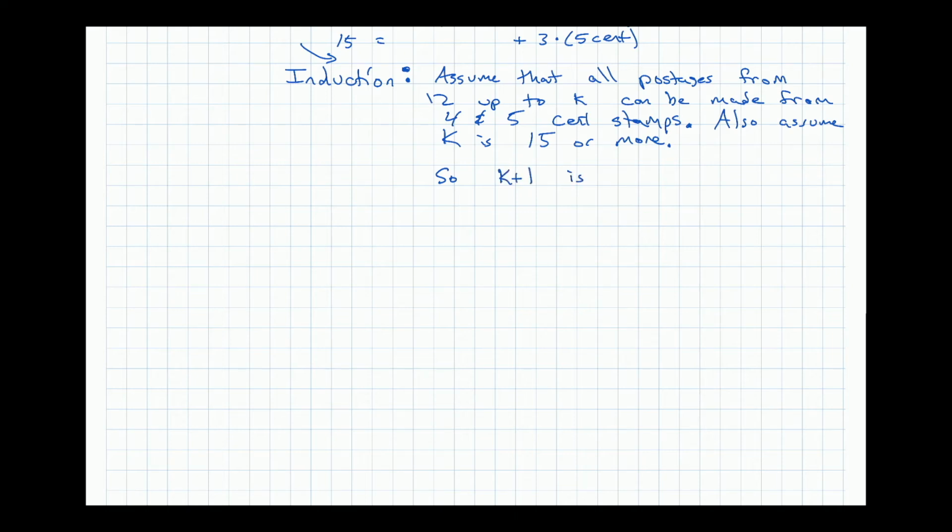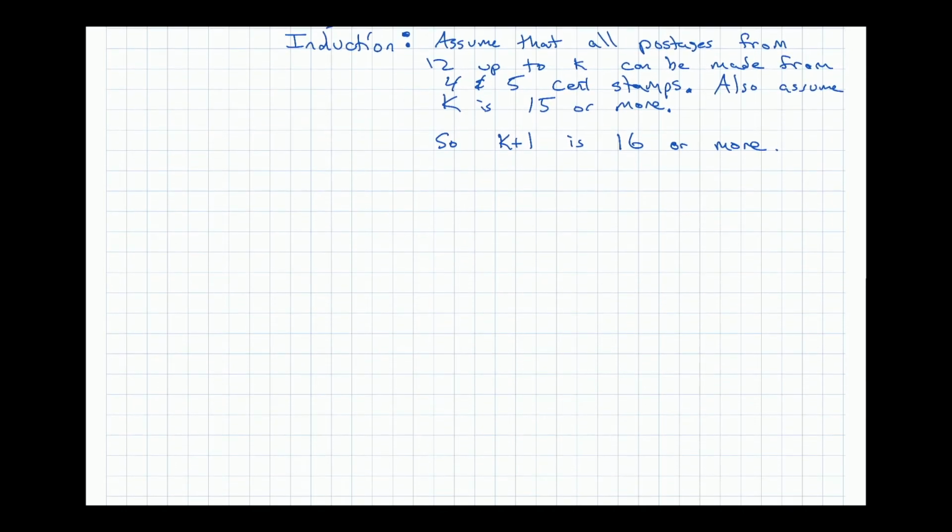k plus 1 is 16 or more. All right. And now this is where the proof is. Now the proof is honestly identical for every one of these problems, really. You just get the numbers right, like the 12, the 15, and the 16 here are for this particular problem. But once you have that, you say, so k plus 1 is 16 or more, and the rest of the proof is just the same, right? Because k plus 1 is 16 or more.